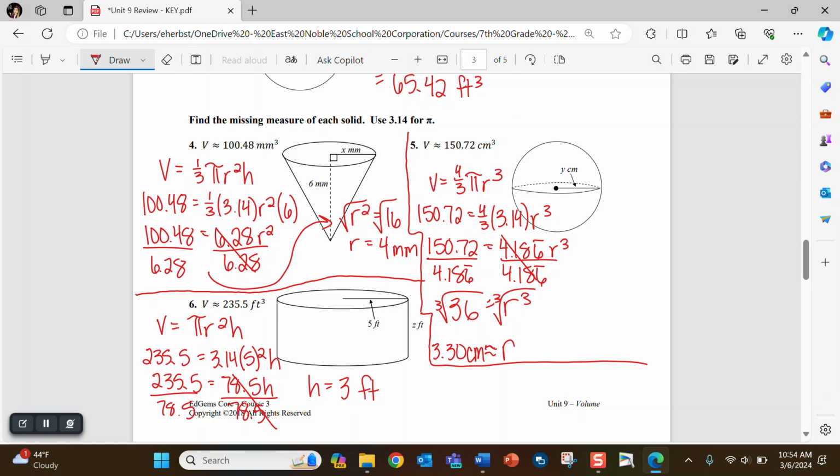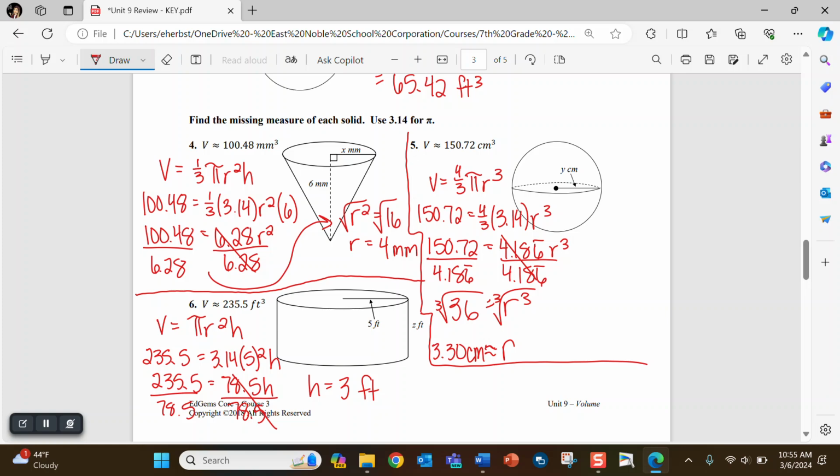But cube rooting 36 gives us 3.30 approximately. I believe after the 0 was a 1 and then a 9, if I'm remembering correctly. So again, I just rounded to the hundredths. It wasn't stated, but you'll notice the volume was in hundredths, so I went ahead and rounded to the nearest hundredth.